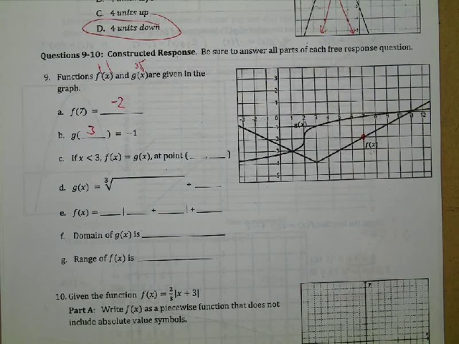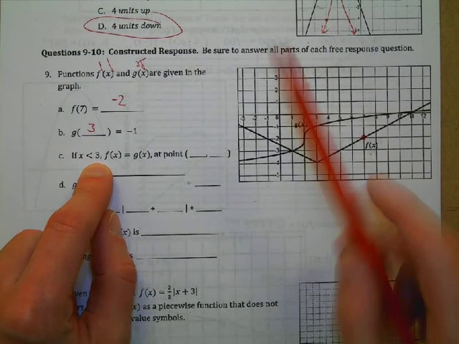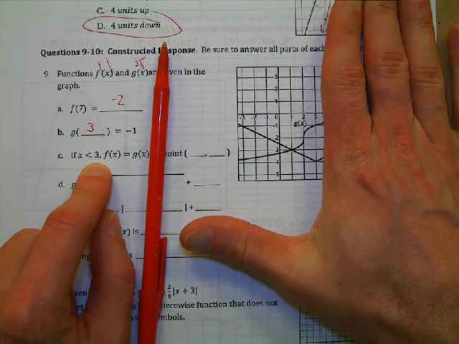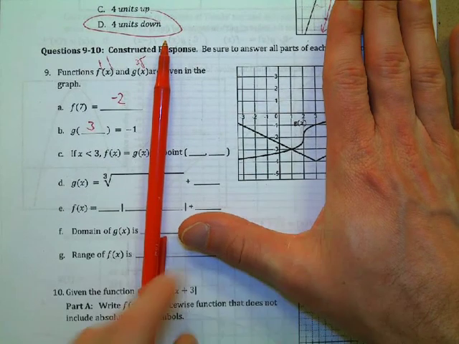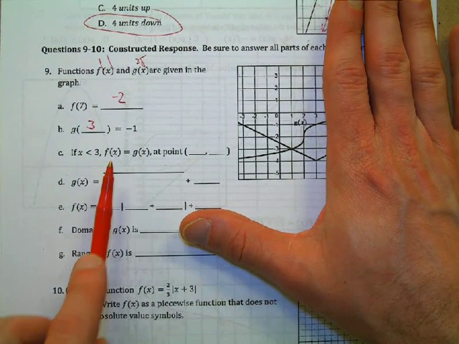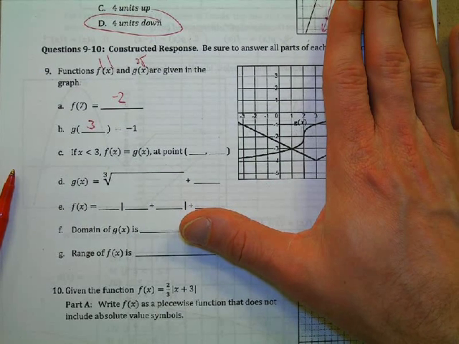Letter C. If x is less than 3, so we're only going to look at x values less than 3. So forget about anything more than 3. I'm going to cover it up with my hand. We're only looking at x values less than 3 here. If x is less than 3, f of x is equal to g of x at point what? What's the coordinates where f is equal to g here? 1, negative 3. You got it.